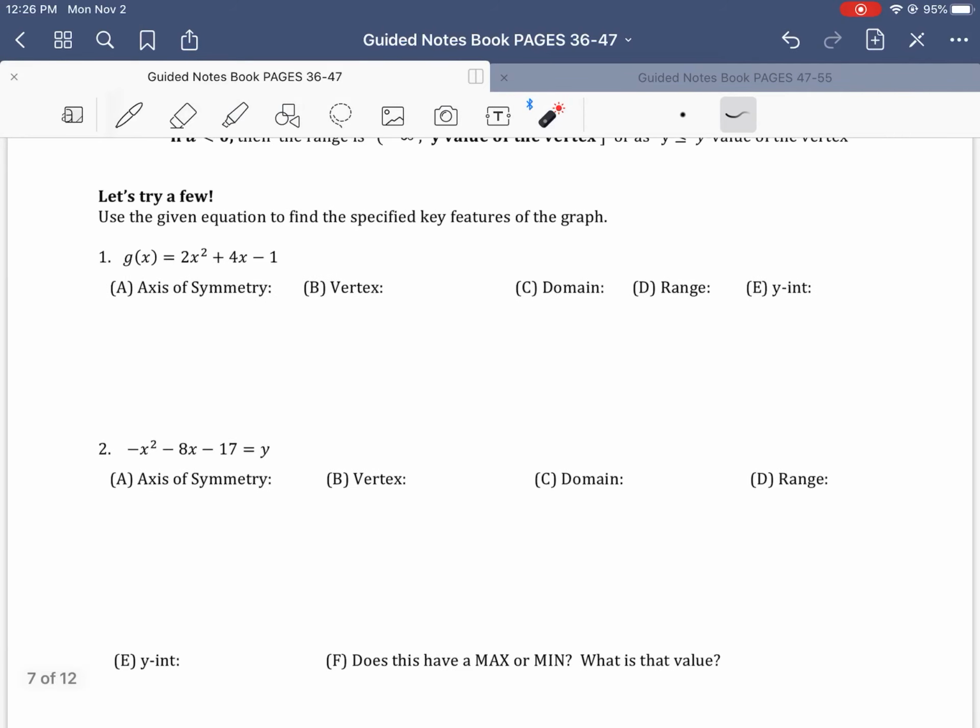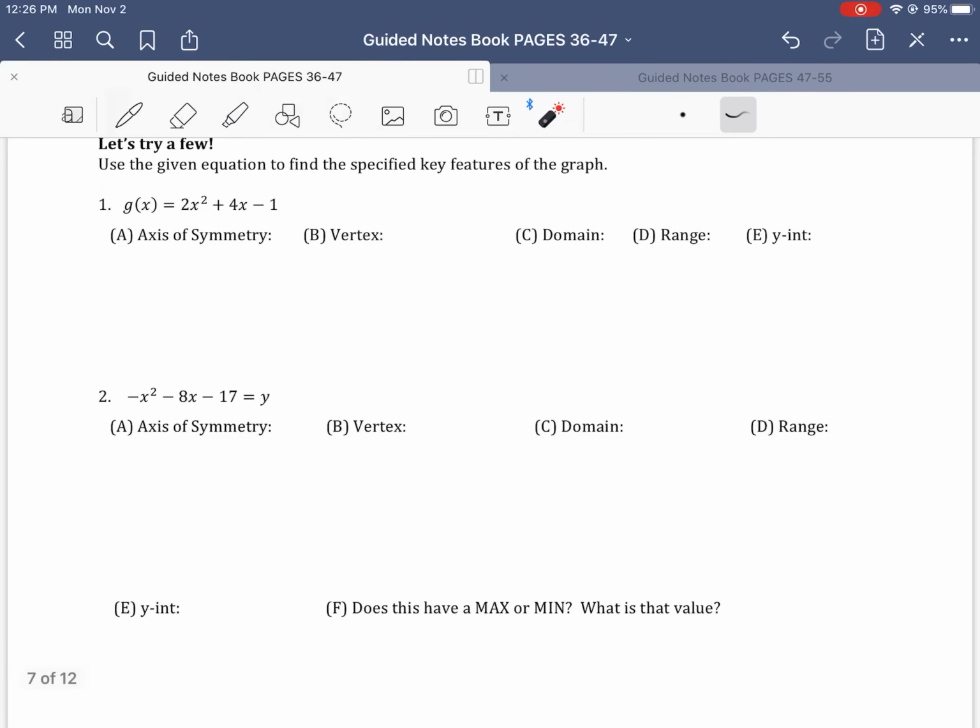So let's try this on a few of them. The first one, we're given an equation g of x, and we're just going to find these specific key features. So again, if I want to find the axis of symmetry, I need to know my a value, which in this case is 2, just the number out front, and my b value is equal to 4. Now again, why is the c value helpful? Well, remember the c value tells me my y-intercept, so I could actually come all the way over here to the right, and I know that my y-intercept is already 0, -1.